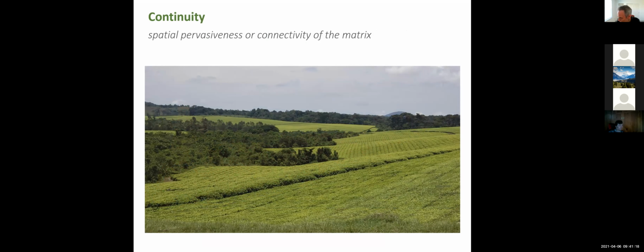Continuity refers to the spatial pervasiveness or continuity of the matrix. In other words, a highly pervasive matrix is one that has few interruptions or discontinuities. And continuity of the matrix is inherently at odds with the connectivity of habitat patches and corridors, right? Because the more continuous the matrix is, the less connected the individual patches of habitat are going to be. And so those are two competing forces that we look at when we're measuring and quantifying landscapes.